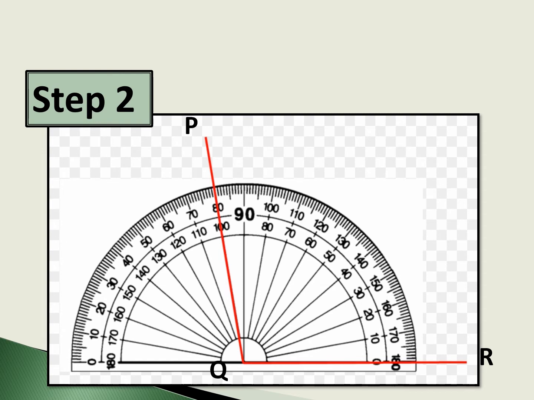In step 2, we adjust the protractor without shifting the center from the vertex so that one arm of the angle is along the baseline. In angle PQR, the arm QR is along the baseline of the protractor.